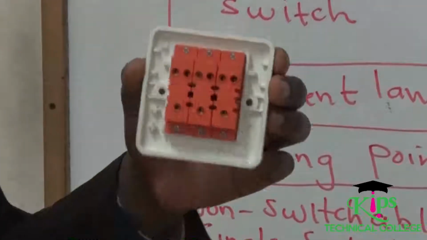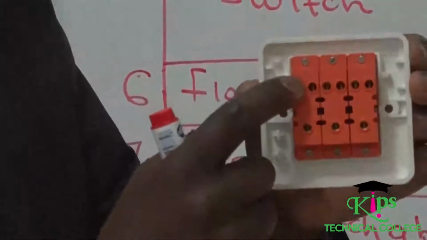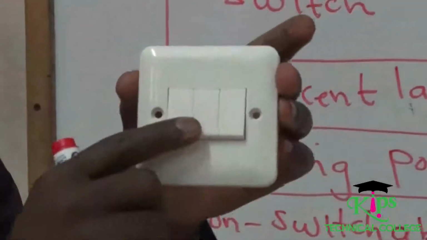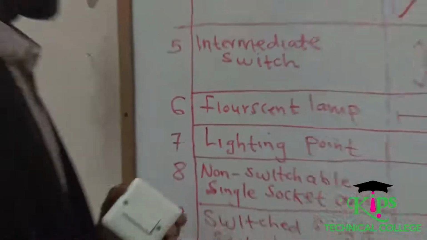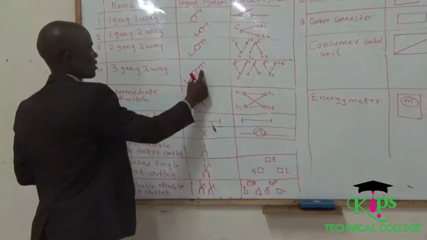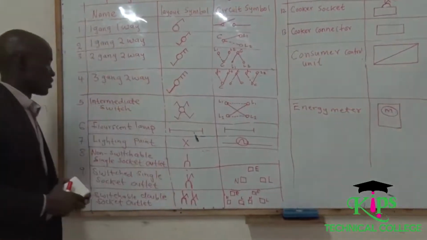Even during installation, you need to be very careful. Look at what is common, what is line 1, what is line 2. So the switch is called three-gang, two-way. And you can see the three gangs: gang 1, gang 2, gang 3. You can also see how it has been drawn.